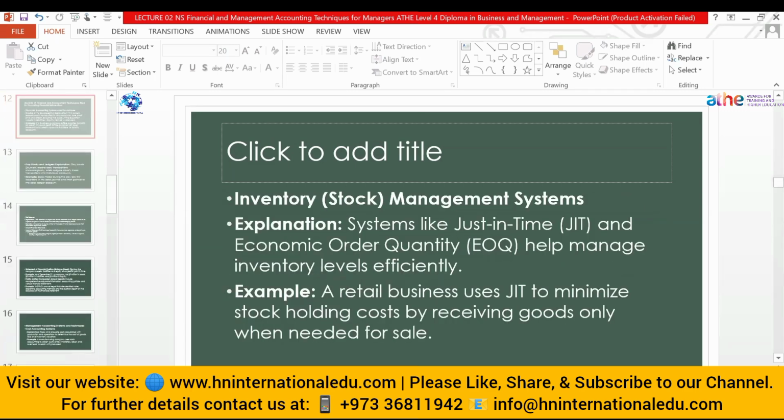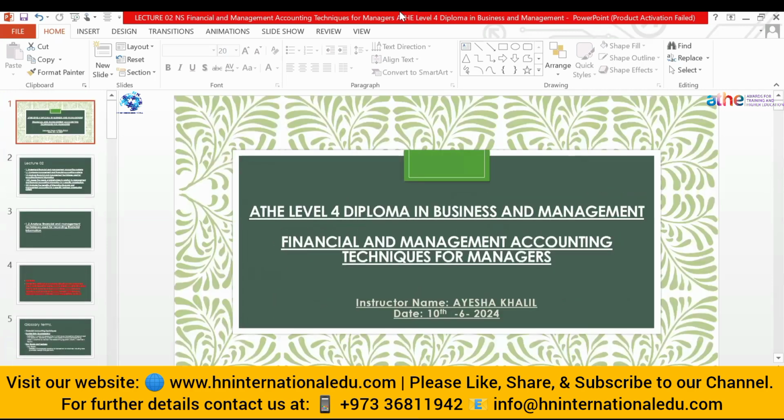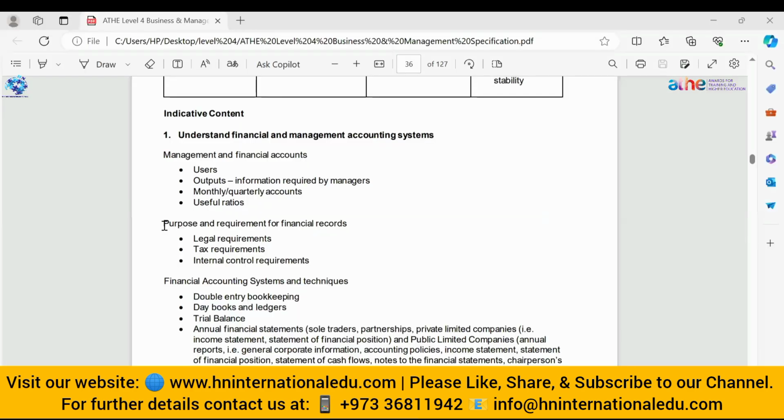That's it. We are done with assessment criteria 1.2 finally. These were the purpose and requirement for the financial record. We did this just right now, according to the techniques: management techniques and financial.